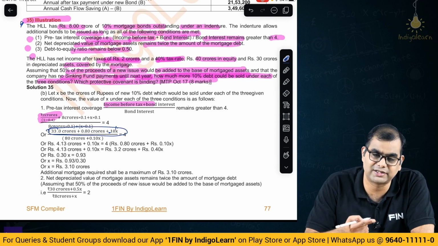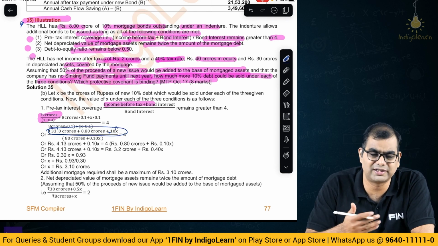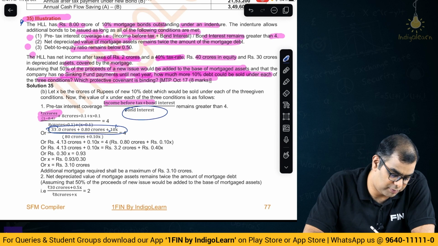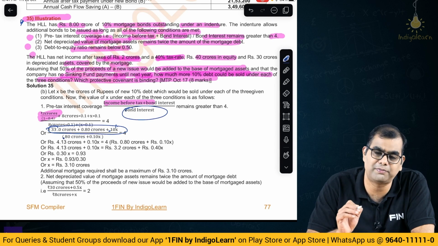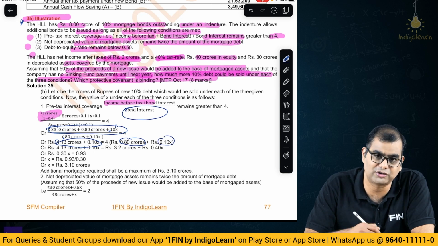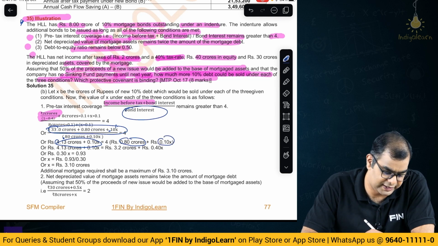0.1x will be the additional interest. Assume that there is no increase in income, and the denominator is the existing bond interest. What is the existing bond interest? 0.8 crores. So 0.8 crores plus 0.1x. The numerator is 4.13 plus 0.1x. The denominator is 0.8 crores plus 0.1x. Equate both of them to 4, because 4 is the ratio that you have to maintain, and solve for x.